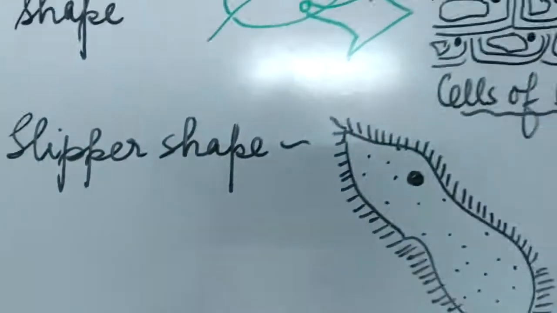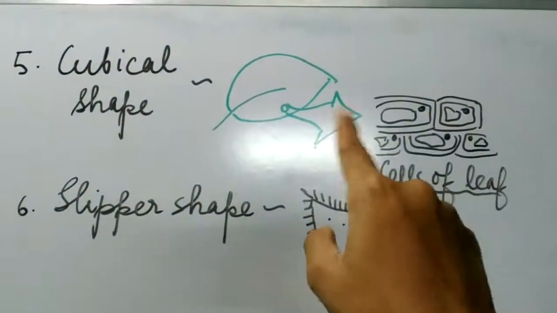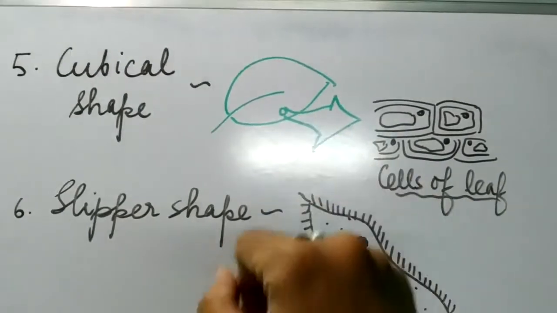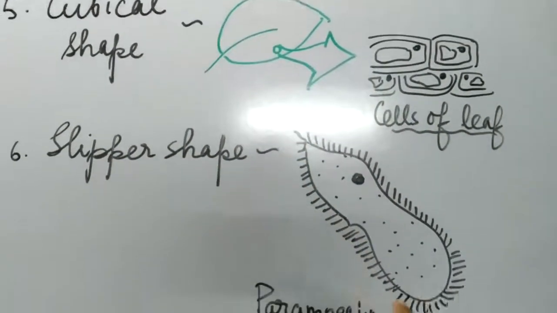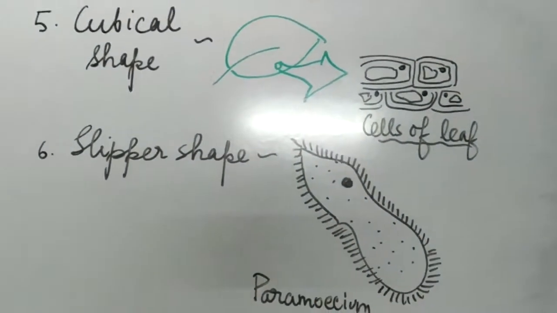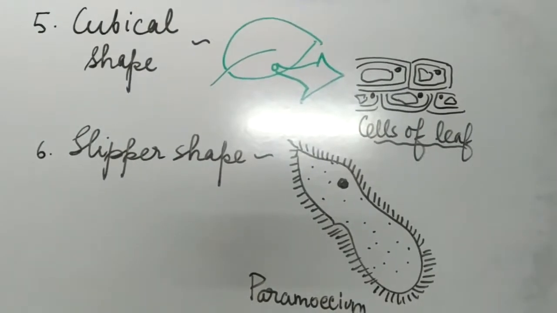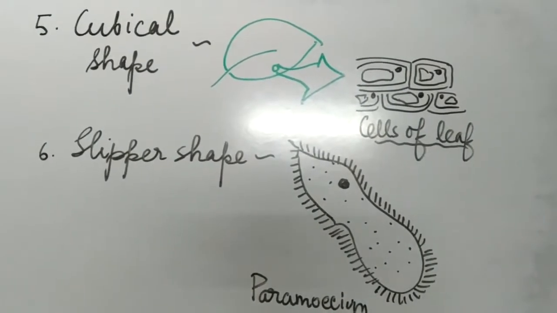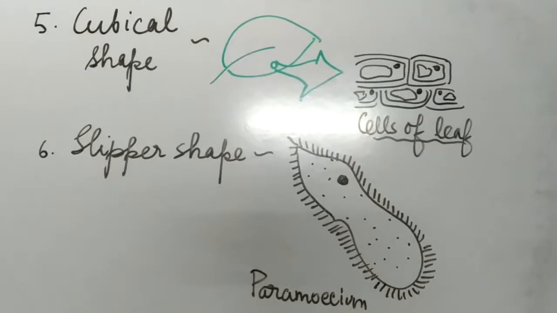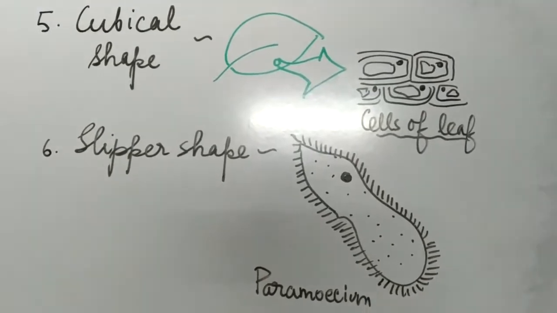But cells like this, which I have already drawn on the board, like the cells which are found within the leaf, cells like of Paramoecium, all these cells are not visible with our naked eye. So we require an instrument which is known as a microscope.